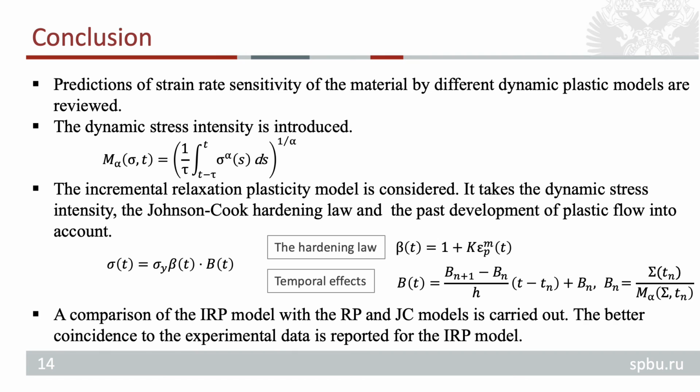Here are the conclusions. In our research, predictions of strain rate sensitivity of the material by different dynamic plastic models are reviewed. The dynamic stress intensity is introduced as shown here. The IRP model is considered. It takes the dynamic stress intensity, the Johnson-Cook hardening law, and the past development of plastic flow into account. At the end, a comparison of the IRP model with the Johnson-Cook and RP models is carried out. It seems that the better coincidence to the experimental data is reported for the IRP model.